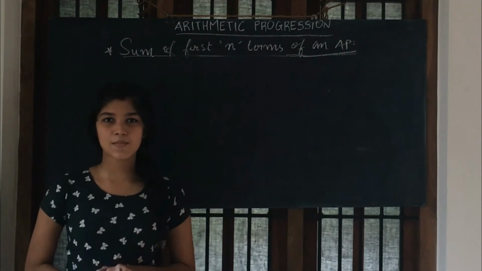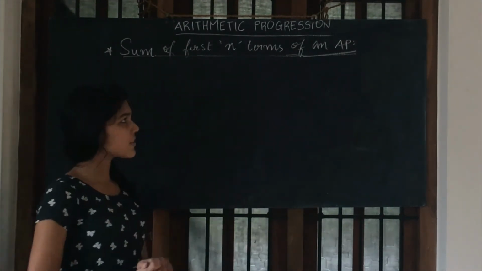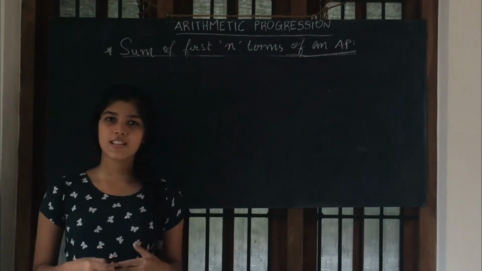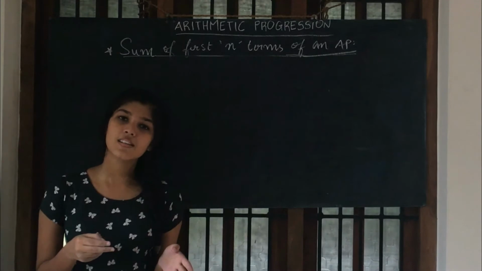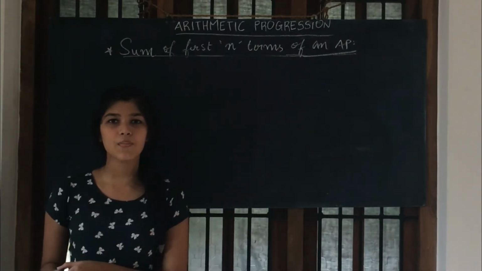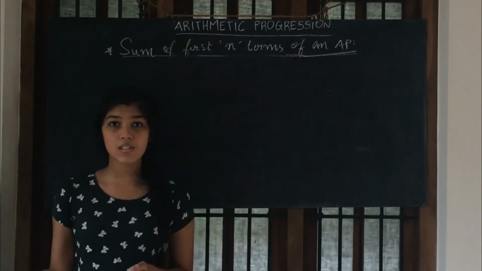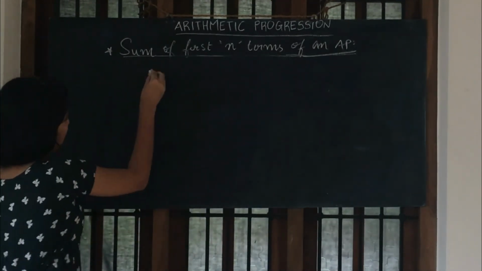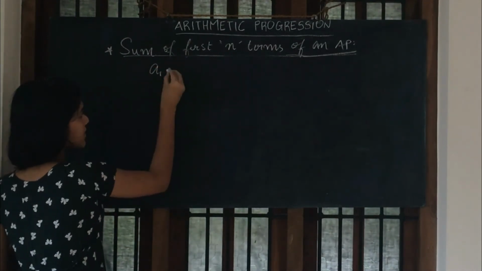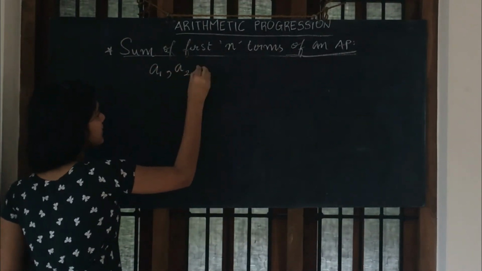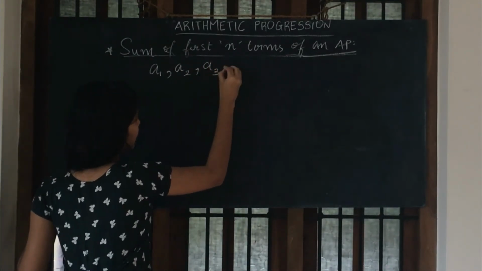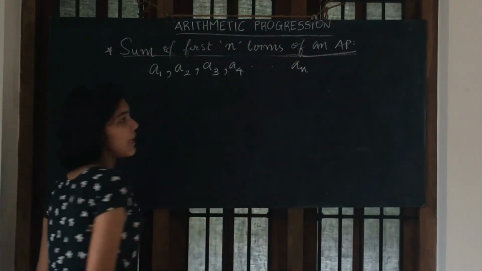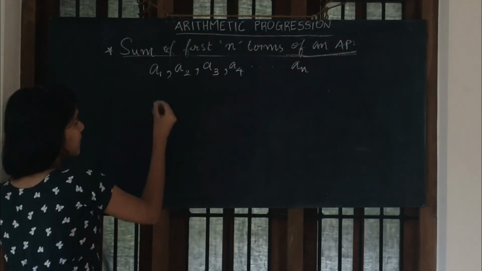Now let's move on to the last subtopic of the chapter, that is sum of first n terms of an AP. Do we have a general formula to find the sum of first 100 terms of an AP, or to find the sum of 1000 terms of an AP? Yes, we do have a formula. Let's derive it in the same old way by considering an AP with first term A1, second term A2, third term A3, fourth term A4 till AN, where AN is the nth term of this AP.